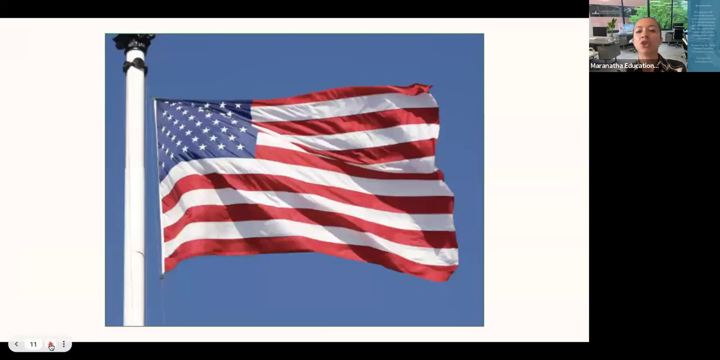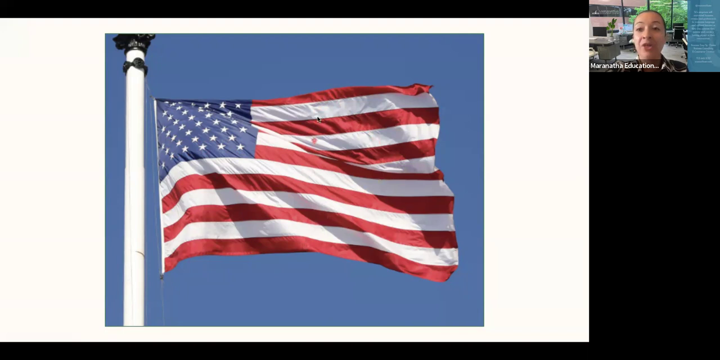Now, let's learn about the American flag. The flag of the United States has three colors: blue, white, and red. The flag has 50 stars. Each star represents one state. Remember, the United States has 50 states. The flag also has the stripes.